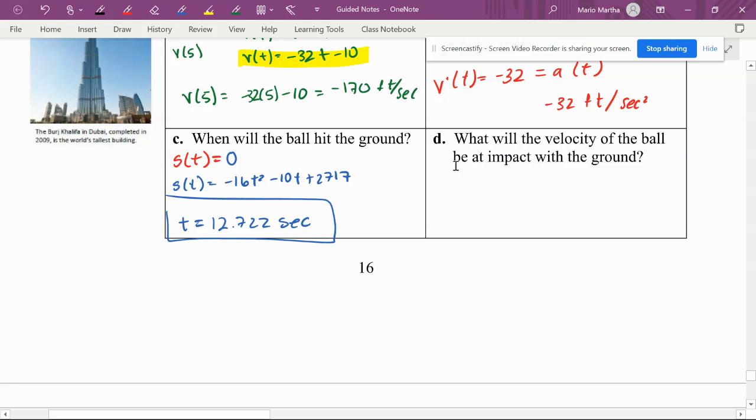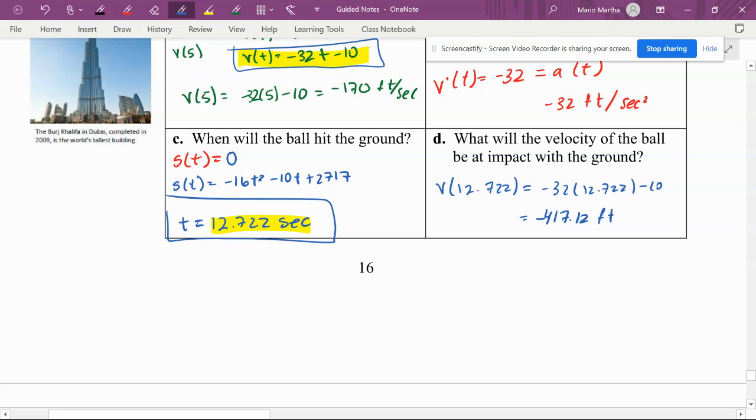And then now we want to know, what will the velocity of the ball be at impact with the ground? So here we know how long it took to hit the ground, which is 12.722 seconds. So we can figure out the velocity at that moment. So v of 12.722, you plug it into this equation again. Negative 32 times that minus 10, and then you get negative 417.12 feet per second. So it's going pretty fast when it hits the ground. All right.